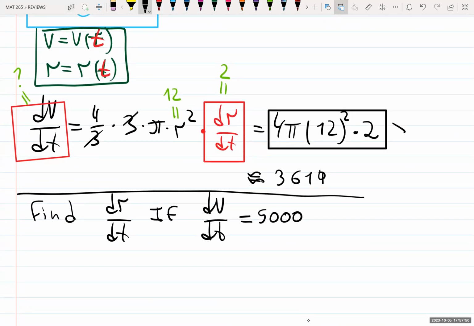Also interesting, did you notice it is positive as it should be, because the original function is increasing. And this one is positive as it should be because the V is increasing. So it should make sense.